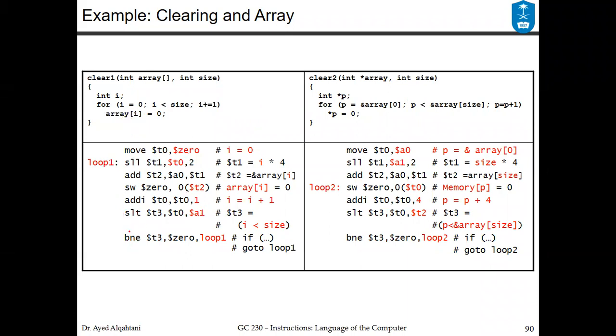Notice that when the branch is satisfied, you go to the first of the loop. So you need to execute all these instructions through the loop. 1, 2, 3, 4, 5, 6 instructions. Now, if you use pointers, you no longer have to deal with the index I. So you don't shift left and work with the I.